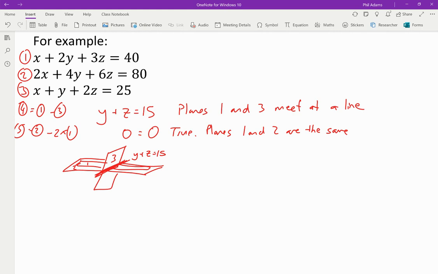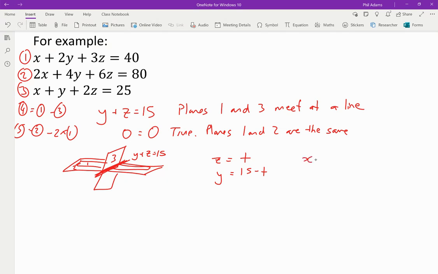So probably the easiest way to do this would be to go, all right, well, if we make a parameter t, let's just pick one of those variables, z, and make it equal to t. That means that y, in terms of that parameter, will be 15 minus t. That's just rearranging that equation there. And then all I have to do is substitute those two into one of our earlier equations.